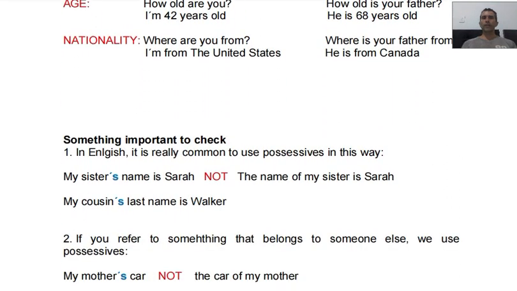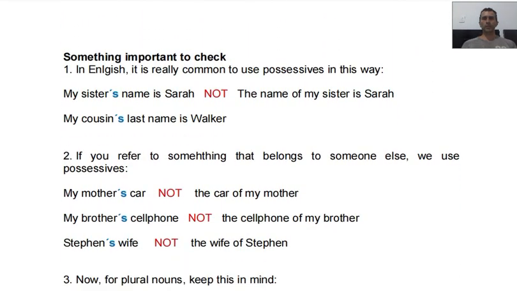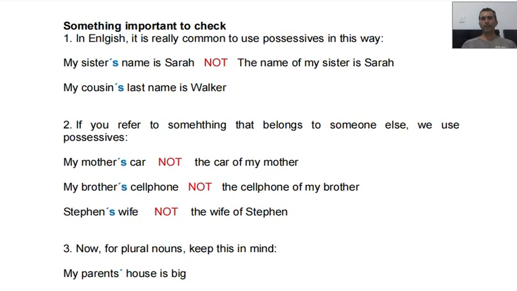Okay, and finally, something important to check. Por último, algo importante para revisar, que tiene que ver con posesivos. It has to do with possessives. Number one, in English, it is really common to use possessives in this way. My sister's name is Sarah. Not the name of my sister is.